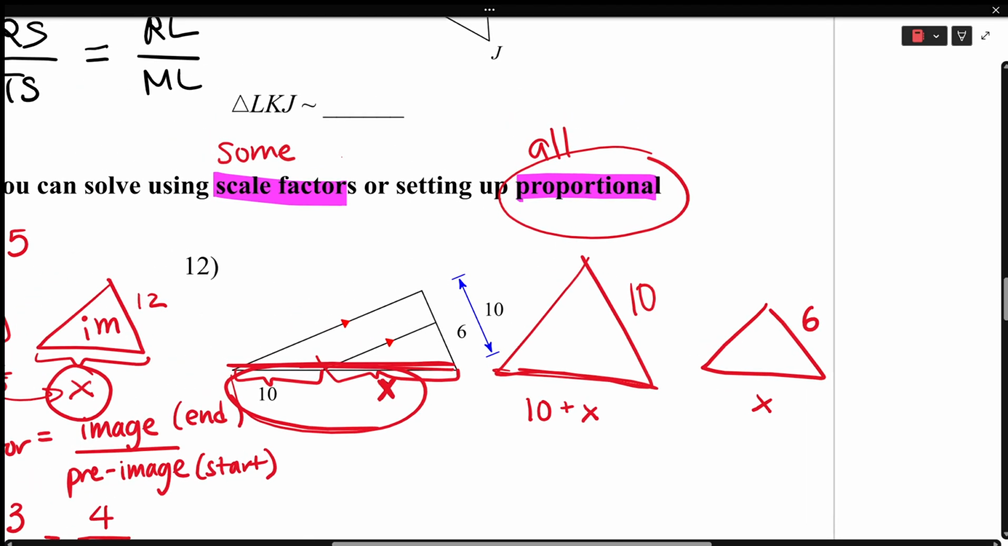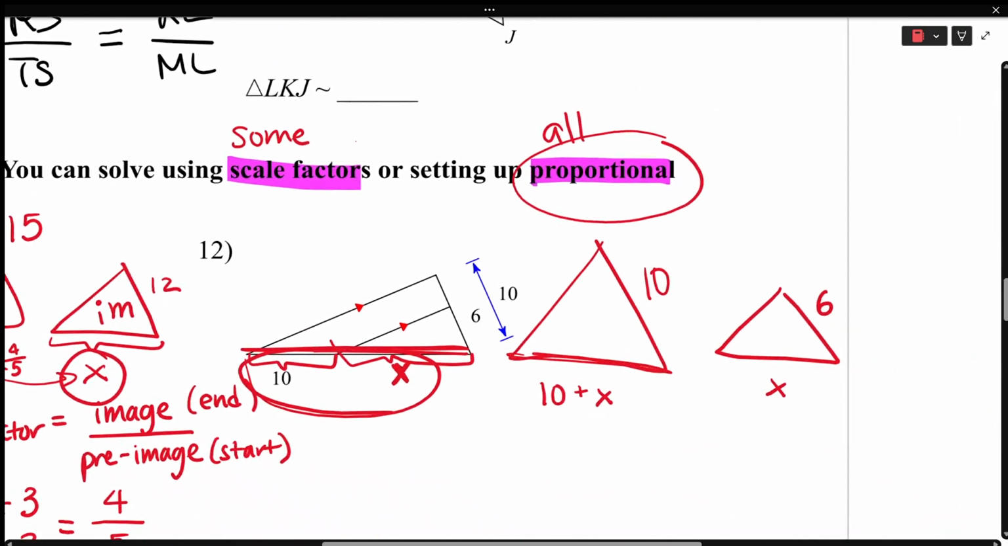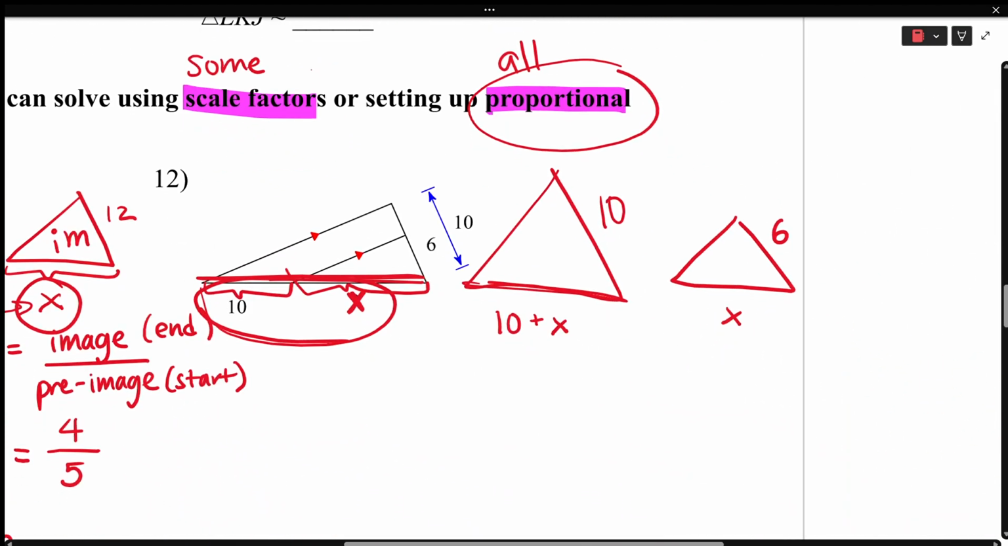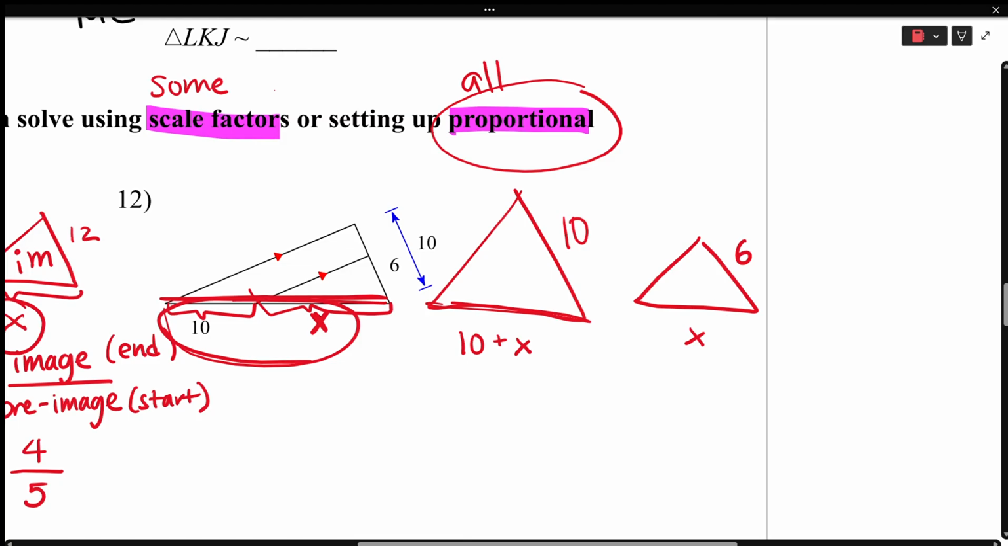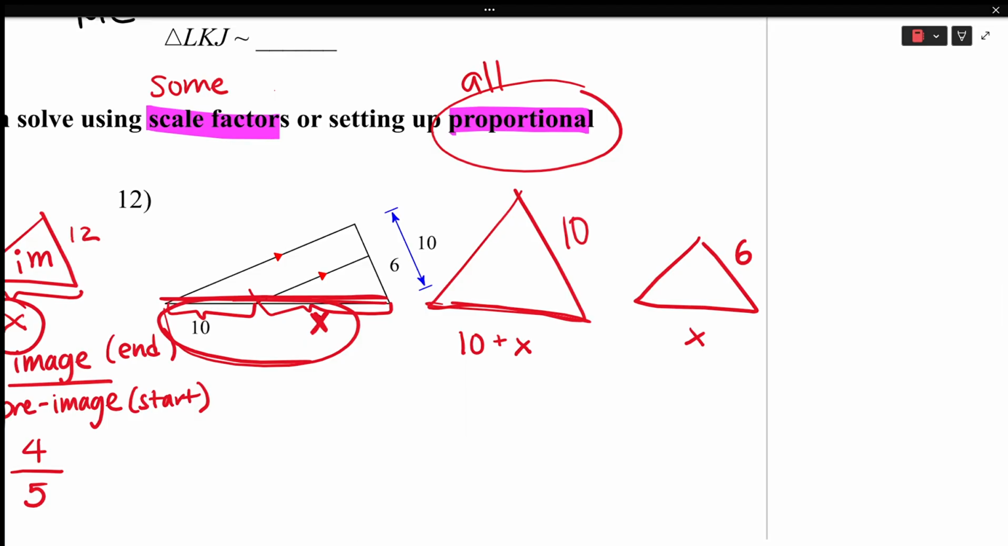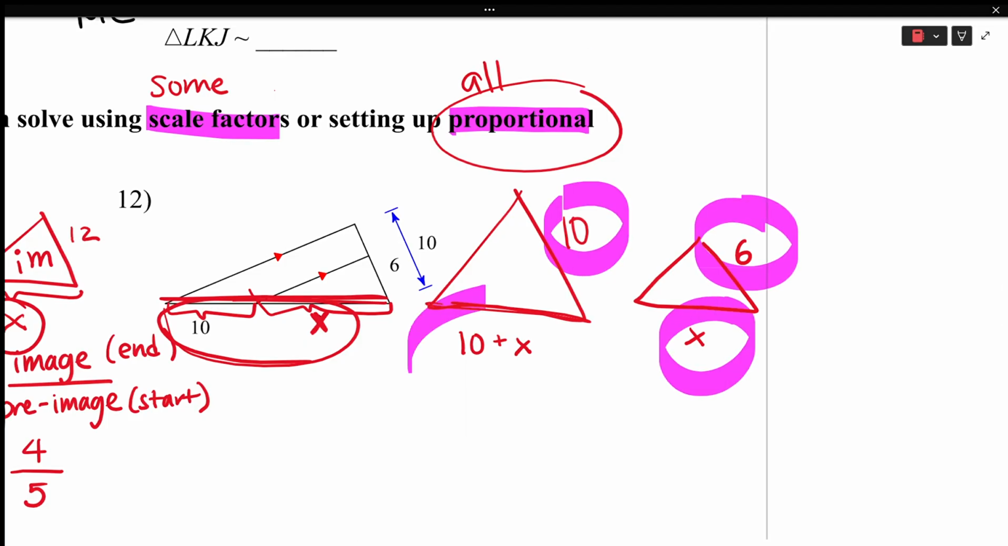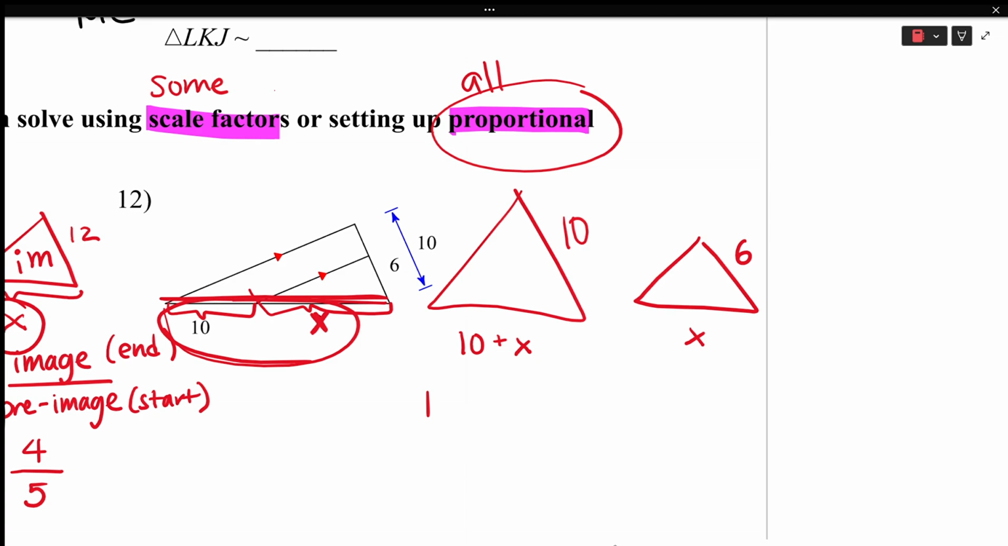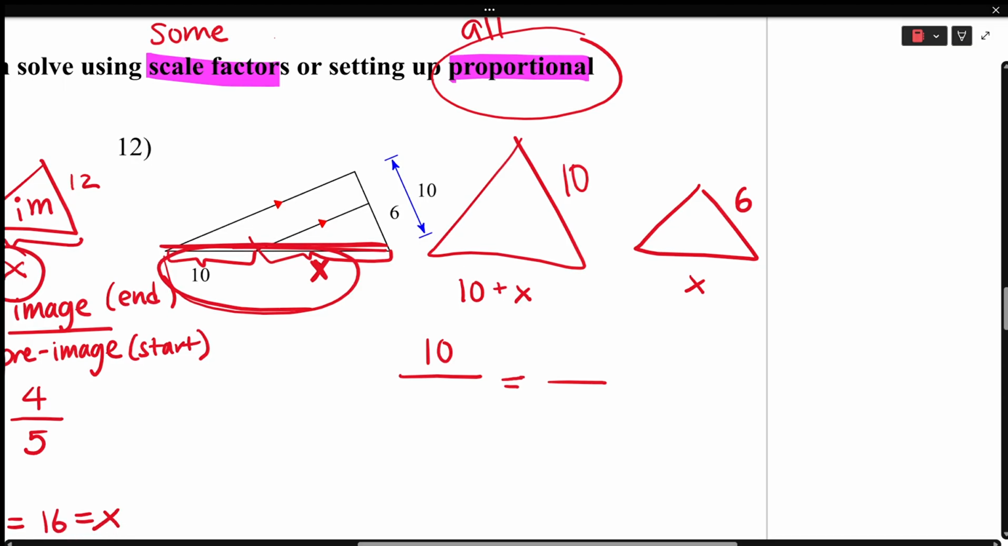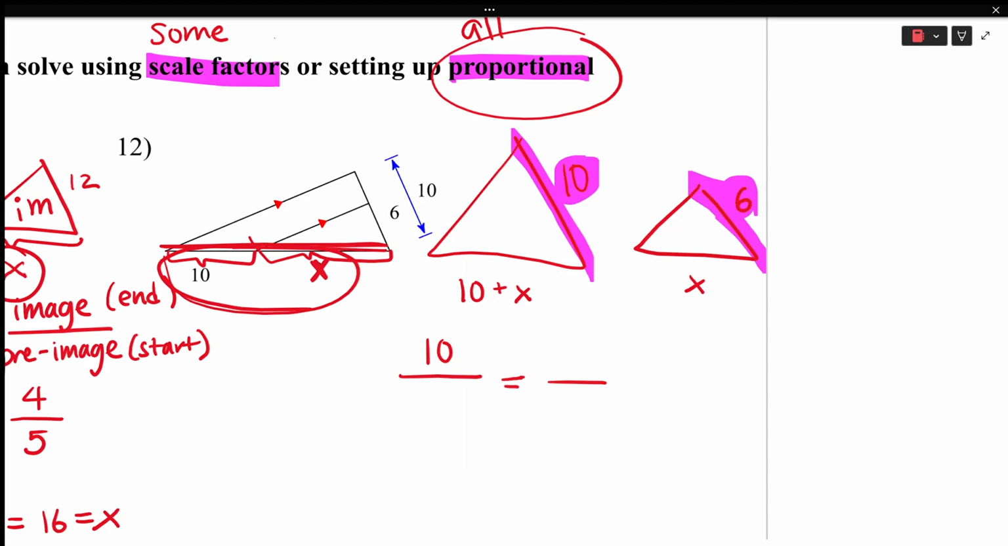So let's set up our proportions, something like we did up here. Right? And it doesn't matter how you set this up as long as you match them correctly. So again, it doesn't matter which number we want to start with. I'm just going to start with 10. Okay, so if I start with 10 on the same fraction, I just need to make sure I pick the matching side. So 10 matches with 6, right? So I'm going to make sure I put 10 and 6 on the same fraction.